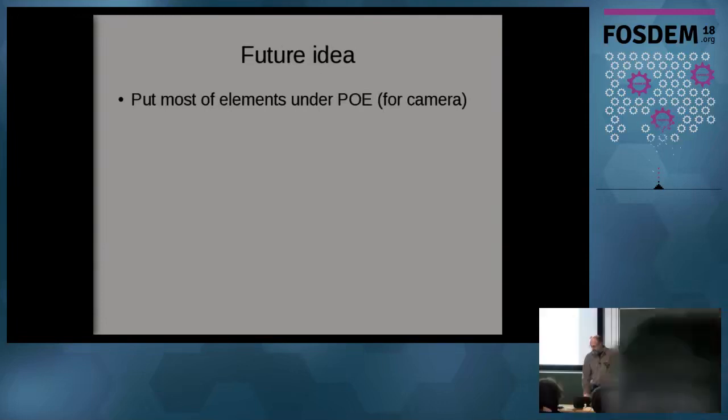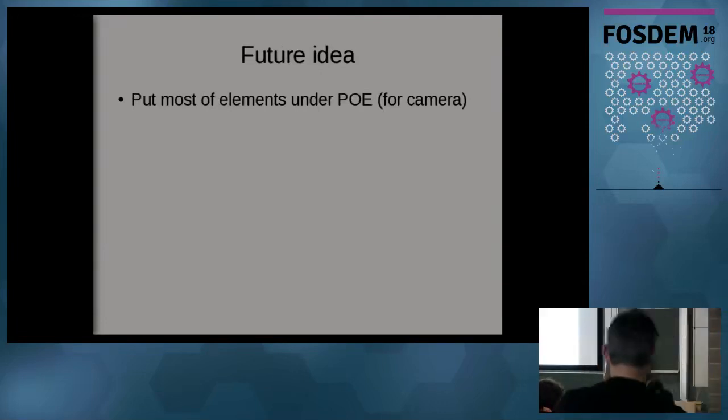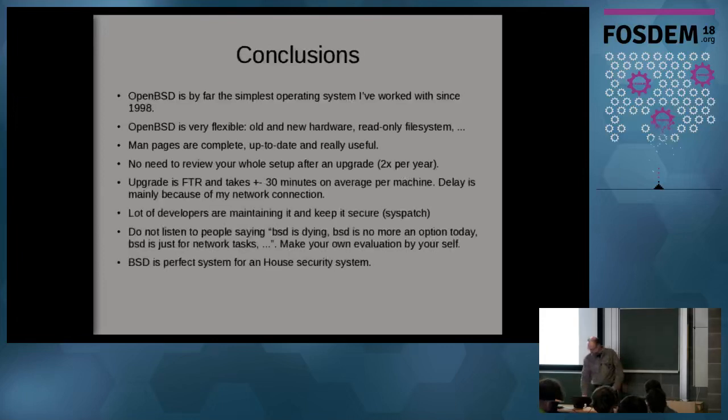And the future idea is to have some Power over Ethernet devices, so my different cameras will have just one cable. Today they have two, one for the power, one for the network. So this will facilitate the possibilities and the setup of the camera. So voila, this is the conclusion.